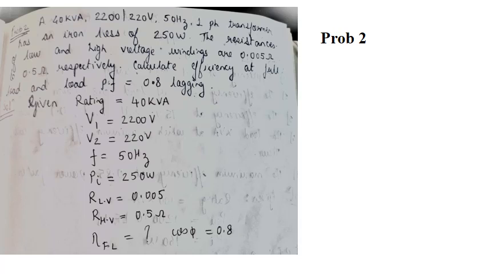The resistance of low and high voltage winding. Now we have to be careful here. The resistance of low voltage winding is 0.005, and the resistance of the high voltage winding is 0.5. The low voltage side is which one, 220. 220 is the secondary. So I will say R2 equals 0.005 and R1 equals 0.5. So what do we have to calculate? We have to calculate the efficiency at full load, having a load power factor of 0.8 lagging. So let us see how to calculate.